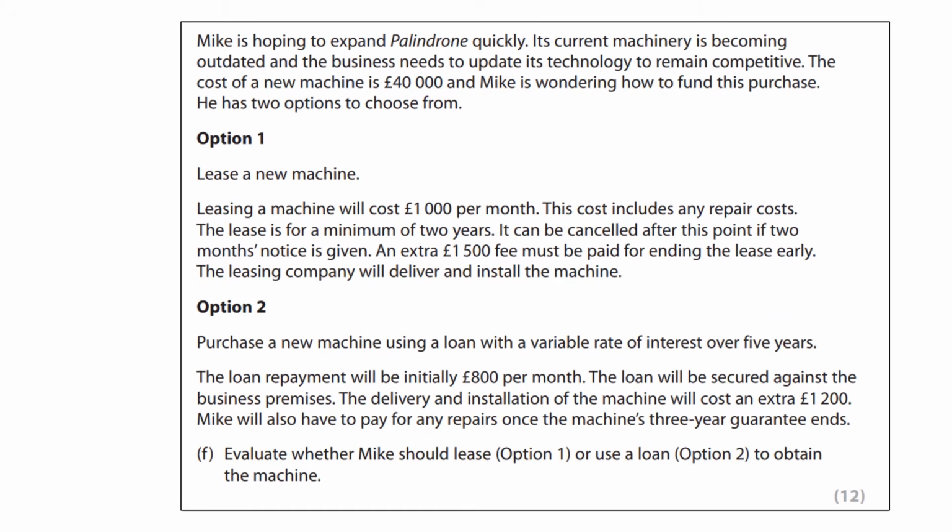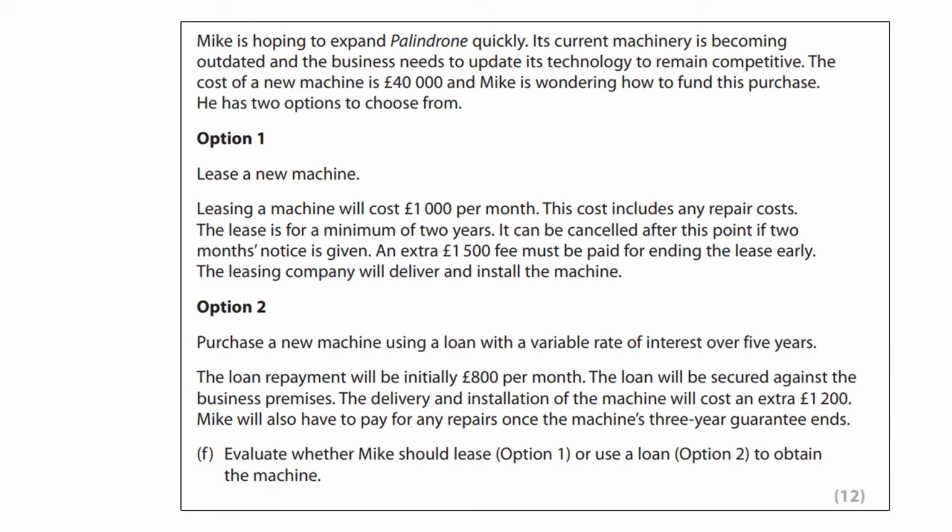Here's our 12 marker. Mike is hoping to expand Palindrome quickly. Its current machinery is becoming outdated and the business needs to update its technology to remain competitive. The cost of a new machine is £40,000 and Mike is wondering how to fund this purchase. He has two options to choose from.